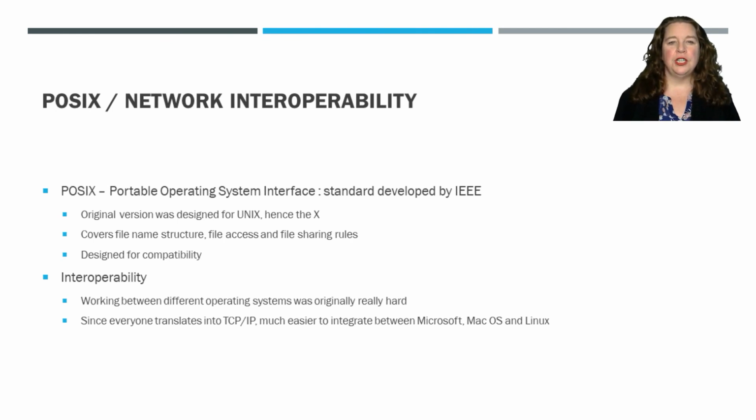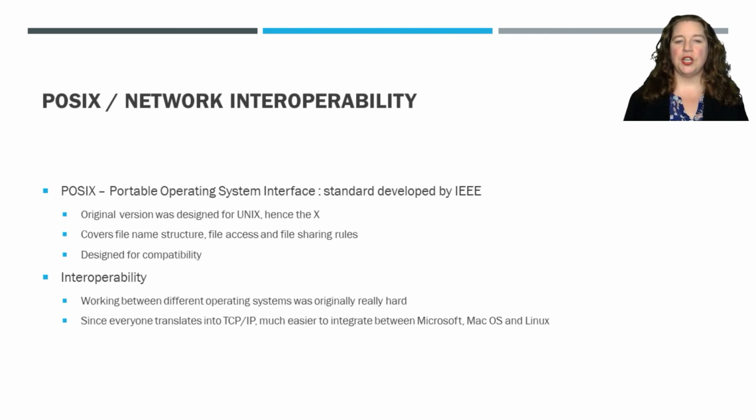The original version actually was Portable Operating System Interface for Unix, which is where the X comes in, POSIX. So it was designed for Unix, but essentially it covers the file name structure, access, and any of the rules that go along with file sharing. It was designed to allow compatibility between Microsoft and Unix, and it's still used for that purpose today.